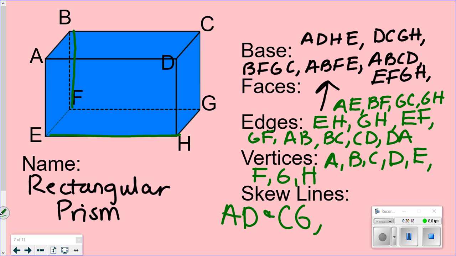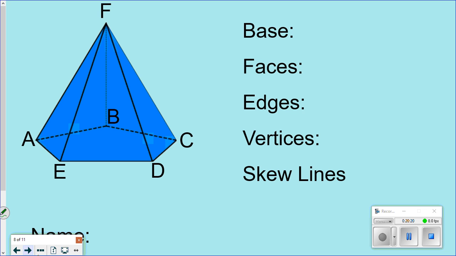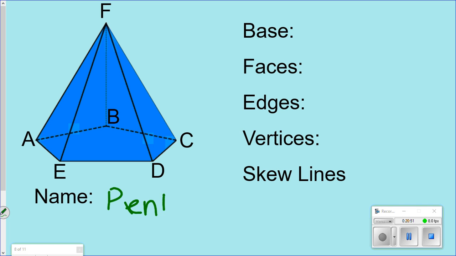Okay, let's do another one. You don't have to draw it, let's just talk about it. So, first of all, let's name it. What can we name it? Look at the base. Okay, what do you think? I thought you had your hand up. Haley? A pentagonal pyramid. You are right. Pentagonal pyramid.